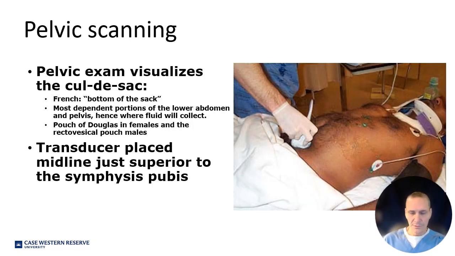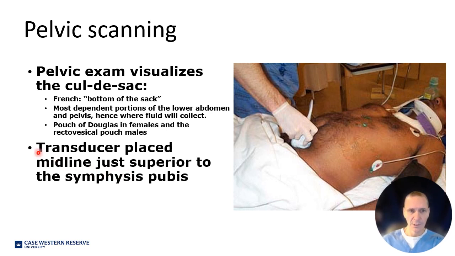All right, so we've scanned the right upper quadrant, looked around the liver, the left upper quadrant, we looked at the spleen, and now we're going to look at the pelvis. So we look for what's called the pelvic cul-de-sac. Cul-de-sac is just French meaning the bottom of the sac. And again, we're looking for the most dependent area, and our eyes are going to where blood is likely to travel.